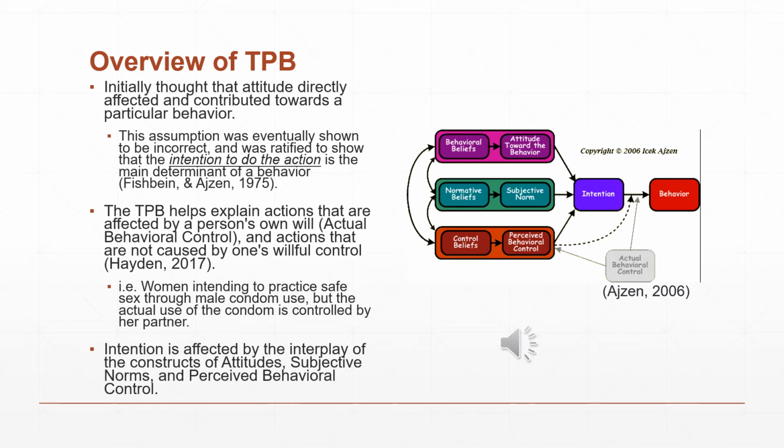The theory of planned behavior helps to explain actions that are affected by a person's own will and actions that are not caused by one's willful control. For example, a woman intending to practice safe sex through male condom use is an example of her own behavioral control, but the actual use of the condom is controlled by her partner.